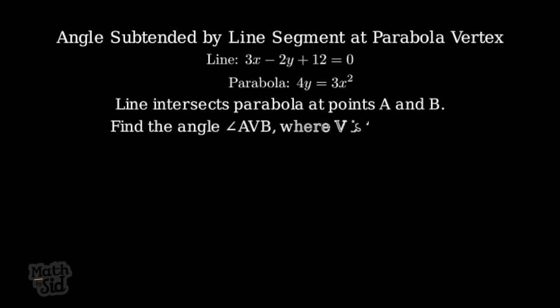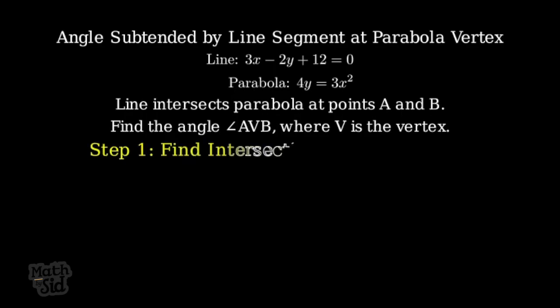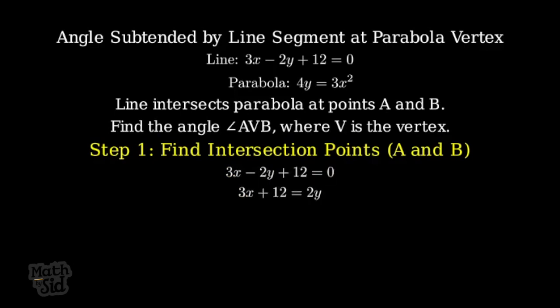We need to find the angle formed by the line segments connecting the vertex of the parabola to points A and B. First, let's find the coordinates of the intersection points A and B. We can rewrite the line equation to solve for y. Adding 2y to both sides gives 3x plus 12 equals 2y. Dividing by 2, we get y equals 3/2 x plus 6.